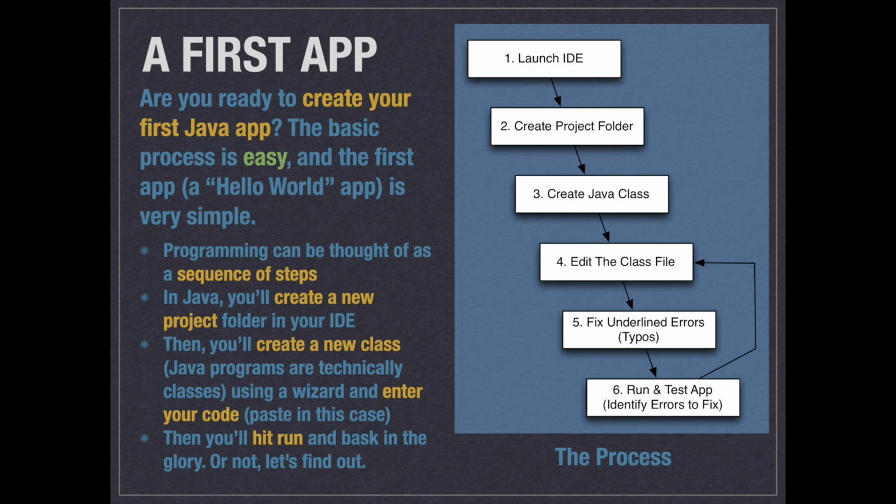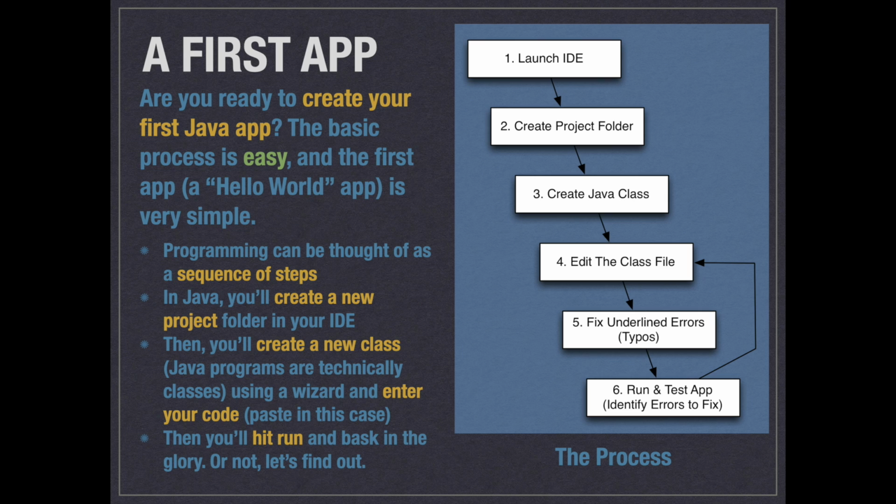Step 4, we'll edit the class file. We'll watch for errors and typos. They'll get underlined, as you'll see in a second. We'll fix them, and then we'll run and test. And kind of coding is then this loop where you keep editing and fixing and adding features and editing and fixing until you get to a point where you're done, hopefully. I step you through this, I think, really clearly step by step in the textbook and also in the keynote.